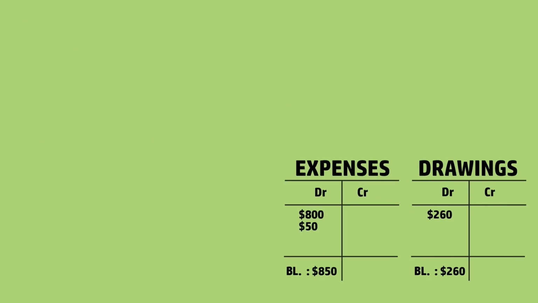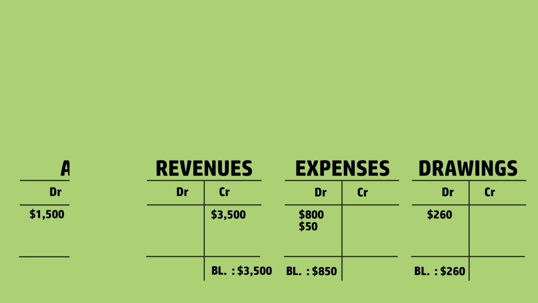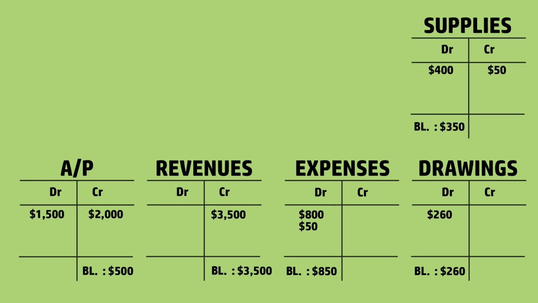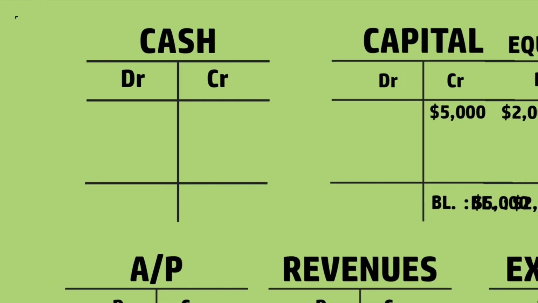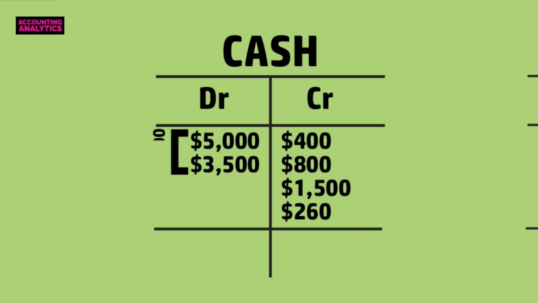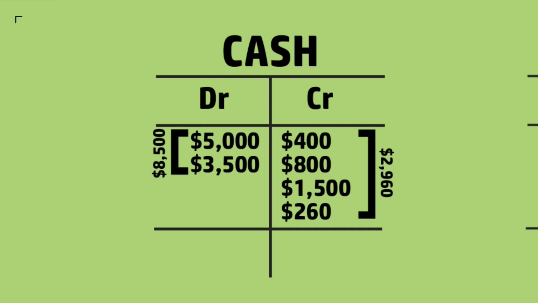Here we can see all of the T accounts we used in this practice problem. For each account, we need to compute the ending balance. The balance should be written on the larger side. Let's take the cash T account for example. If we sum up the numbers on the debit side, we get $8,500, whereas the credit side sums up to $2,960. So the ending balance must be on the left or debit side. The balance is determined by netting the two sides. So 8,500 minus 2,960 gives us an ending debit balance of $5,540.